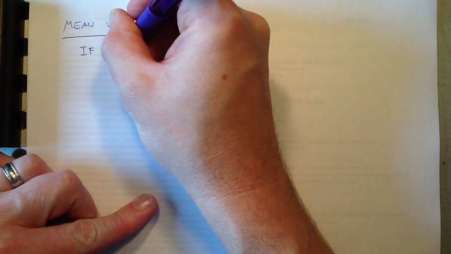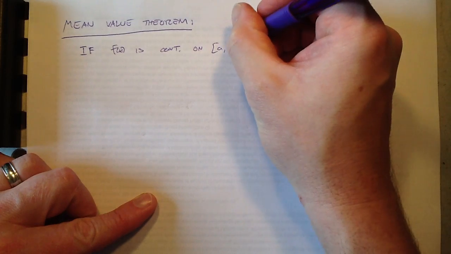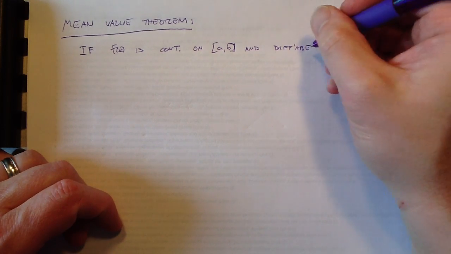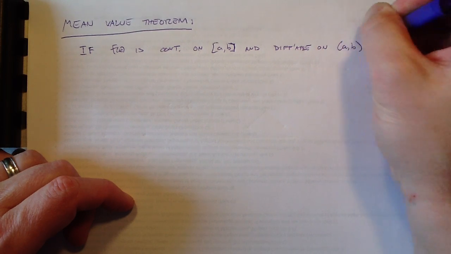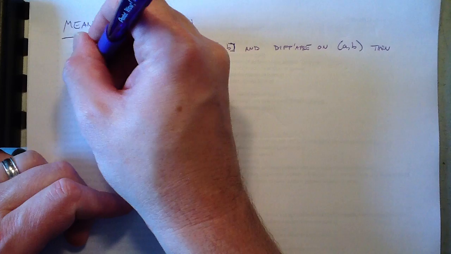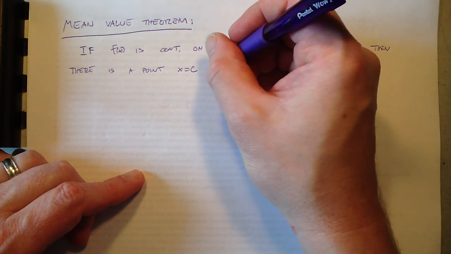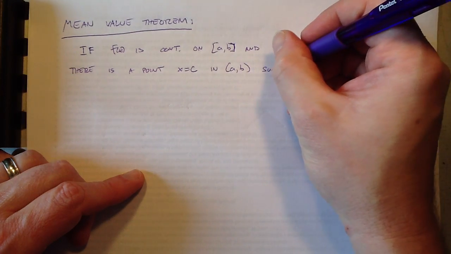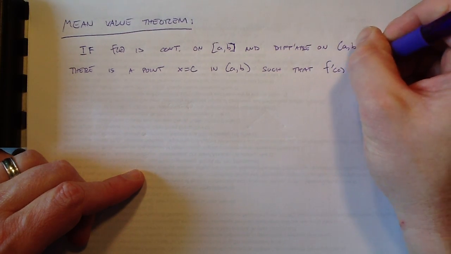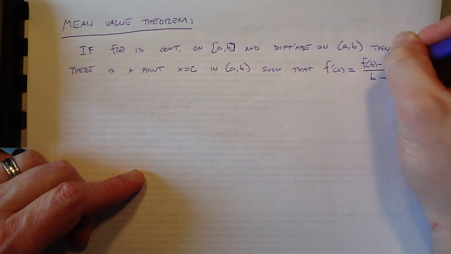Okay? It says this. Starts very much the same way. If f of x is continuous on the closed interval from a to b, closed interval, and differentiable on the open interval (a, b), then there is a point c in that open interval such that f prime of c is equal to f of b minus f of a over b minus a.